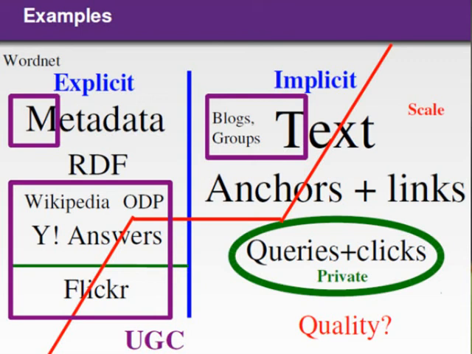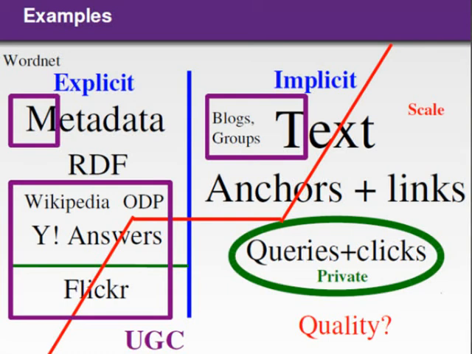So every point size is one order of magnitude, say order 10. So metadata is larger than RDF, and RDF is larger than Wikipedia, and so on. So for non-computer people, you have to imagine the log scale. So the next sample is Flickr.